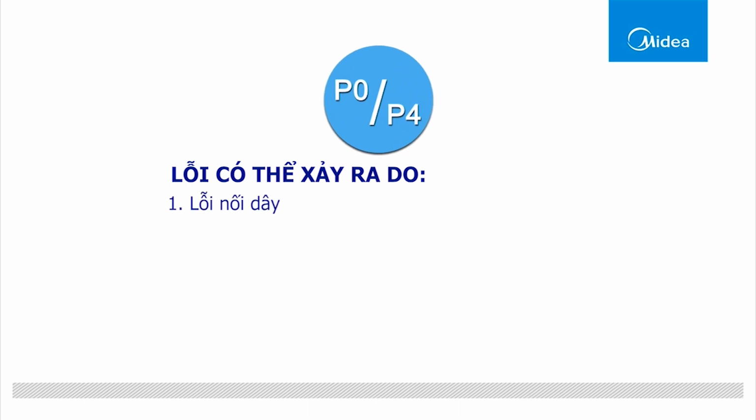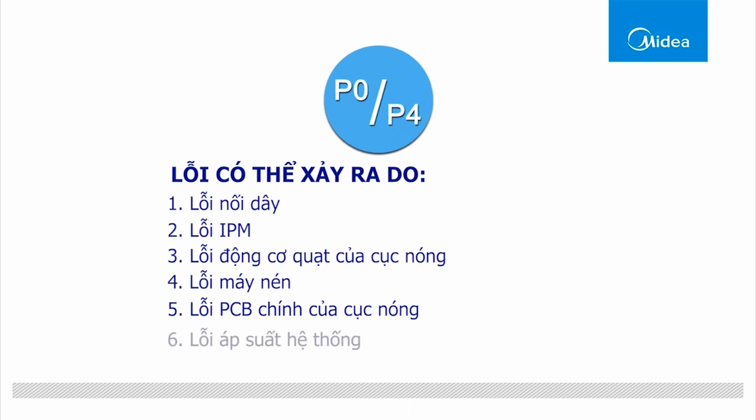The failure could be caused by: 1. Wiring mistakes, 2. IPM error, 3. Outdoor fan motor error, 4. Compressor error, 5. Outdoor main PCB error, 6. System pressure error, 7. Heat dissipation error.